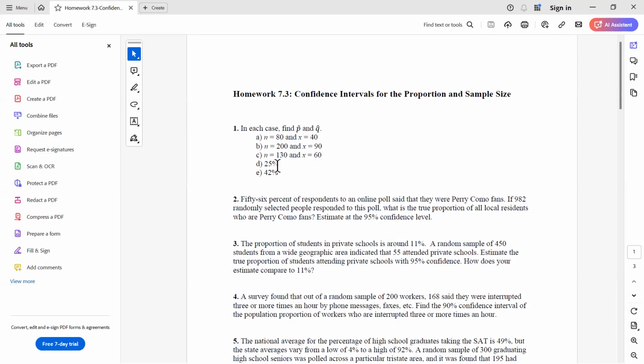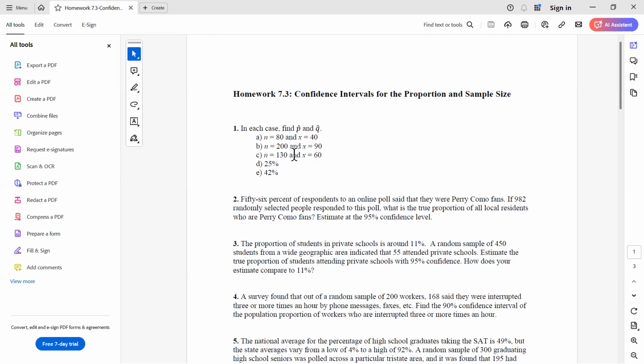Problem 1 is just helping you to find p hat and q hat. So there's no confidence interval to find. It's just helping you find p hat and q hat because students have trouble with that. So it's given in a couple of different ways. A, B, and C are kind of the standard way that you normally see it, okay?